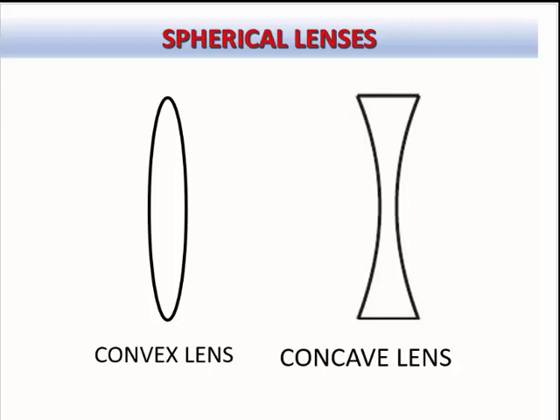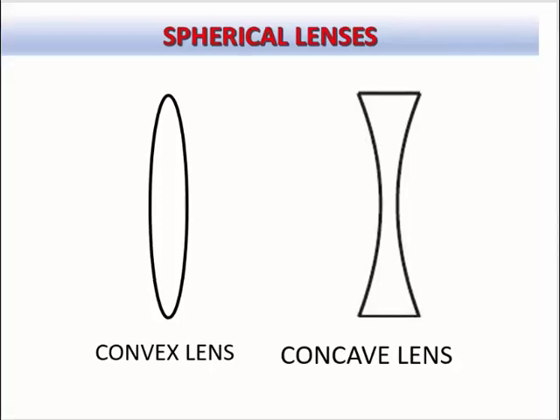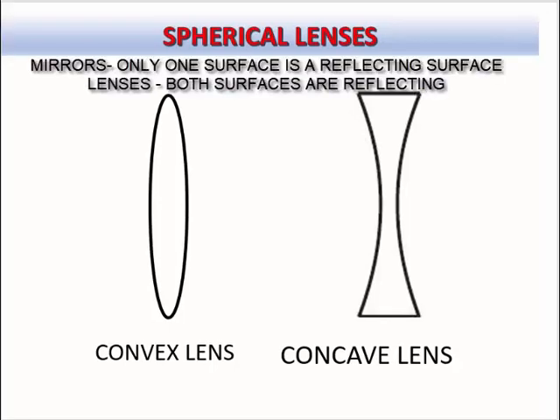Now there is a difference between lenses and mirrors. Please understand that there is a lot of difference between spherical mirrors and spherical lenses. On one hand, mirrors have one side as a reflecting side and the other side will be a non-reflective side, which means it is a painted side. On the other hand, the spherical lenses will have both sides as reflecting sides.